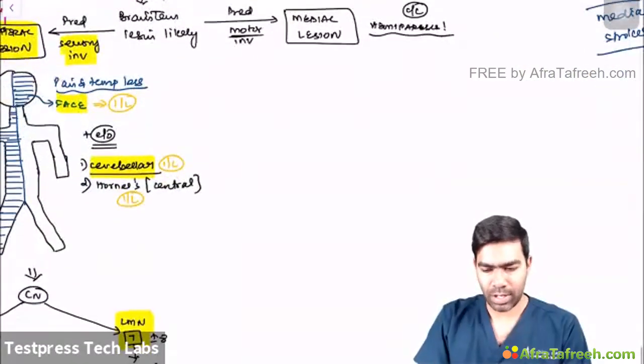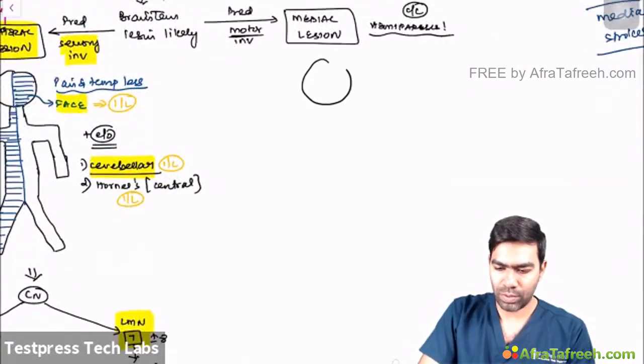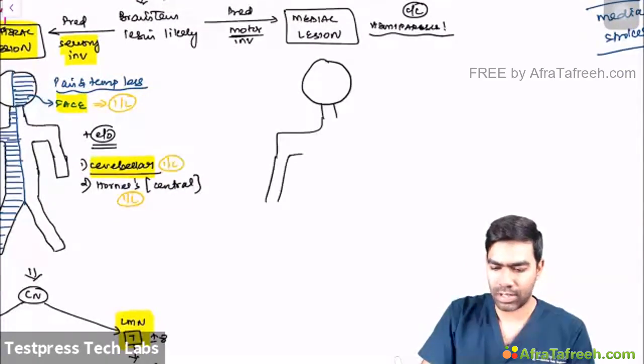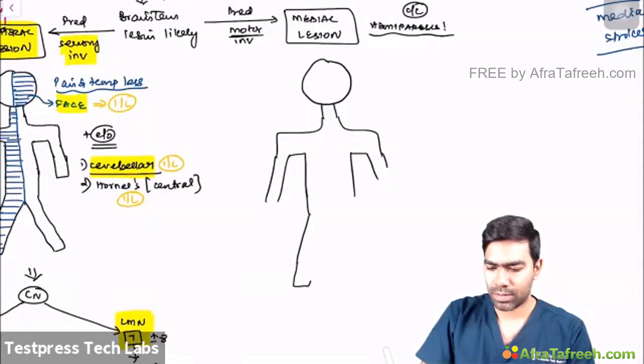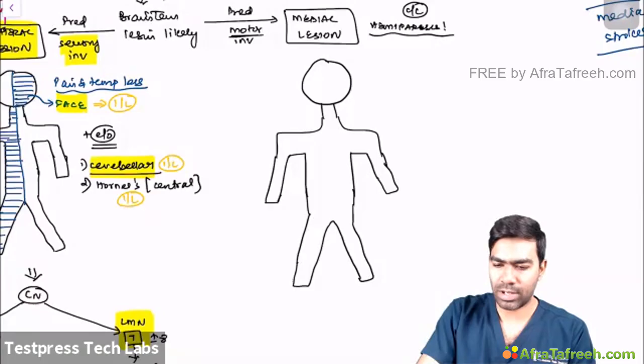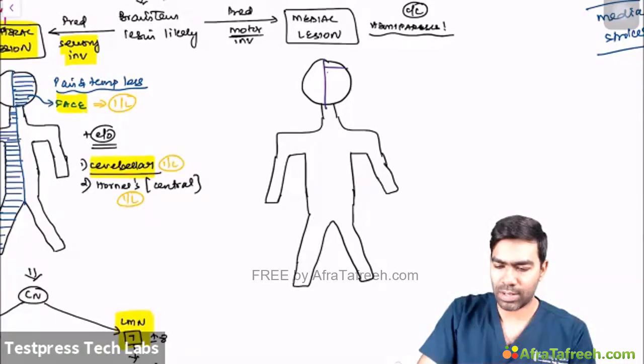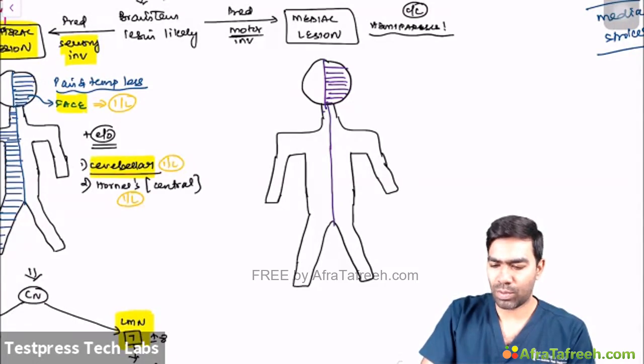So that's the most important here. What you're going to see is a similar kind of diagram, but this will be related to motor involvement. So I can draw a very, very similar diagram. I'll have cranial nerve involvement on one side, and I'll have hemiparesis on the other side.